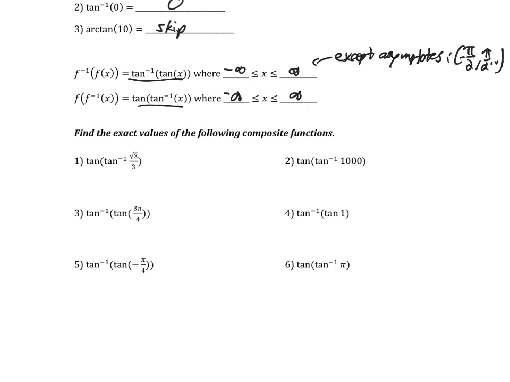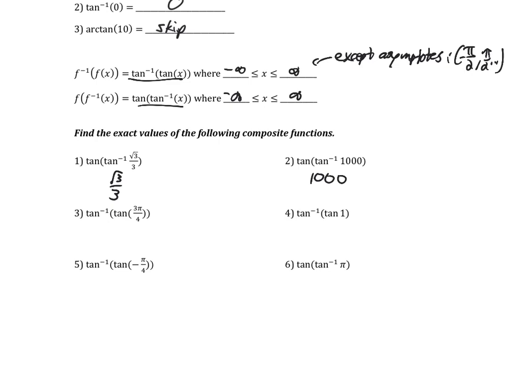All right, so number 1: tangent of inverse tangent of root 3 over 3. Root 3 over 3 is in the domain of inverse tangent, so my answer is just going to be root 3 over 3. Number 2, tangent of inverse tangent of 1,000. Again, the domain of inverse tangent is negative infinity to infinity, so 1,000 is okay. That's your answer, 1,000.